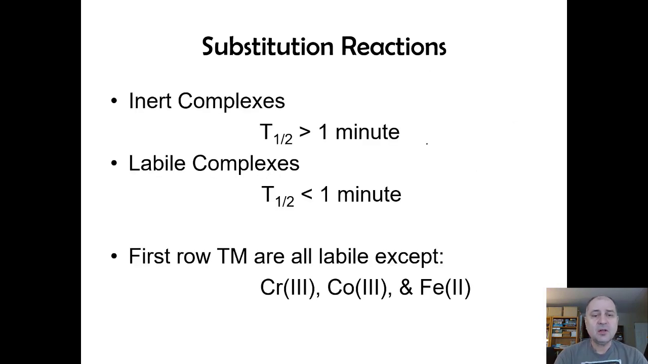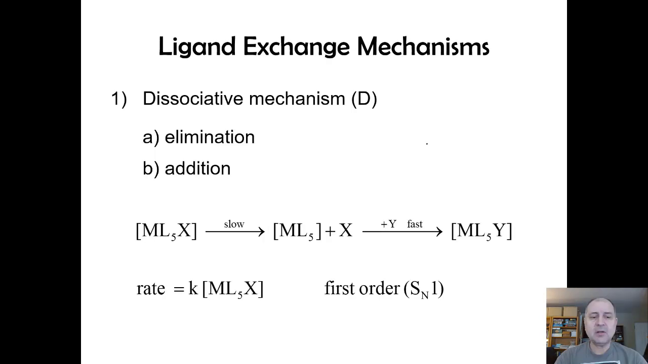So in general, if the half-life of an inert complex is longer than 1 minute, so that means it's very slow, we call that inert. And if it's faster than a minute, it is going to be a labile complex. Now we're going to look into mechanisms.